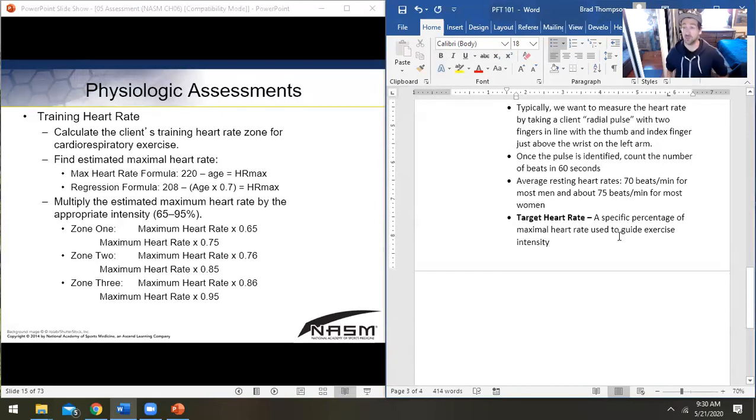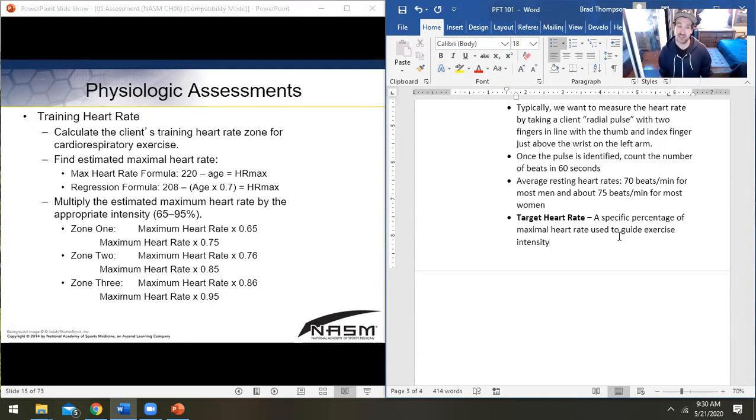If I want you to work really intense, I'm going to have you be at a high percentage of your heart rate max. If I want you to be able to go for a really long time, I'm aiming for low intensity. I'm going to use a relatively low percentage of your heart rate max. This is the difference between a marathon and a sprint.